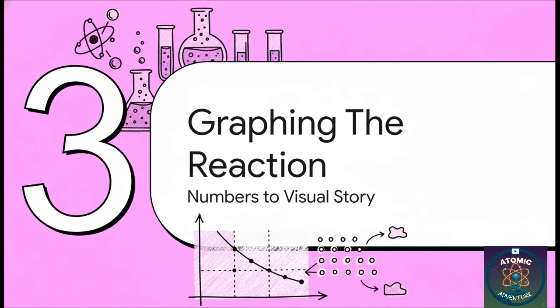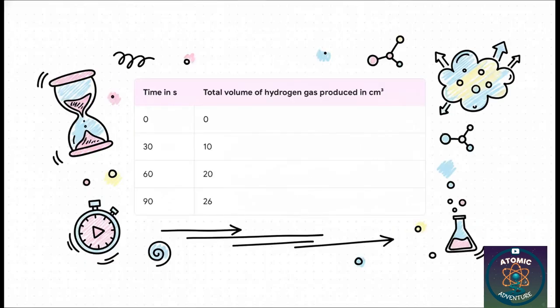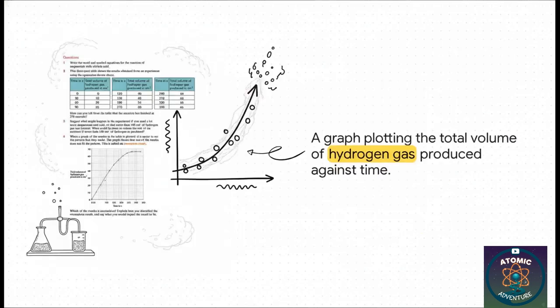So we've done our experiment, we've collected our measurements, and now we have a bunch of numbers. What do we do with them? How can we see the pattern? Well, usually you'd start by putting your results in a table, right? You've got your time and you've got the amount of gas produced. This is good, but honestly, a table of numbers is kind of hard to understand at a glance. And that's why graphs are absolutely fantastic.